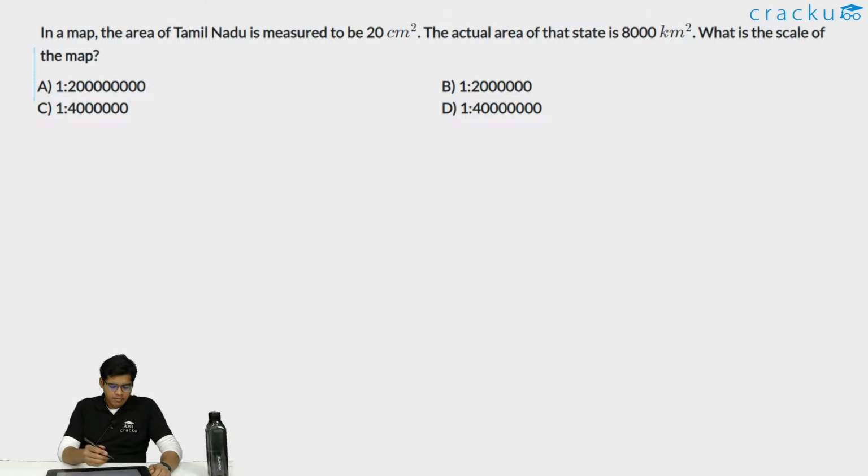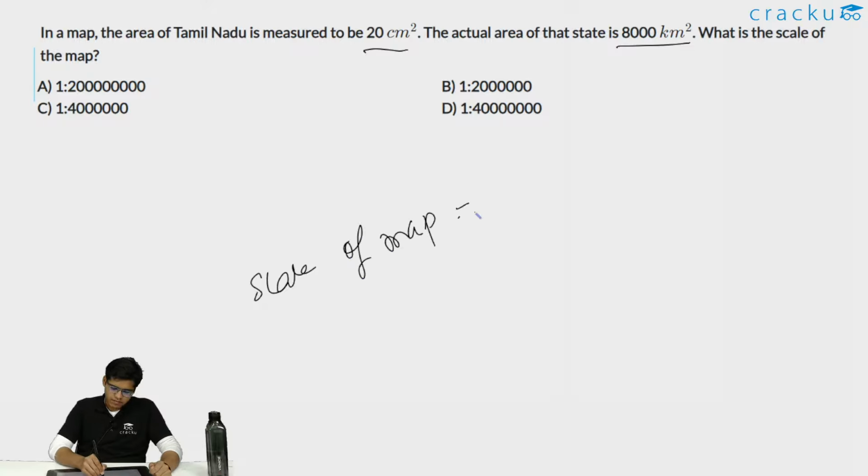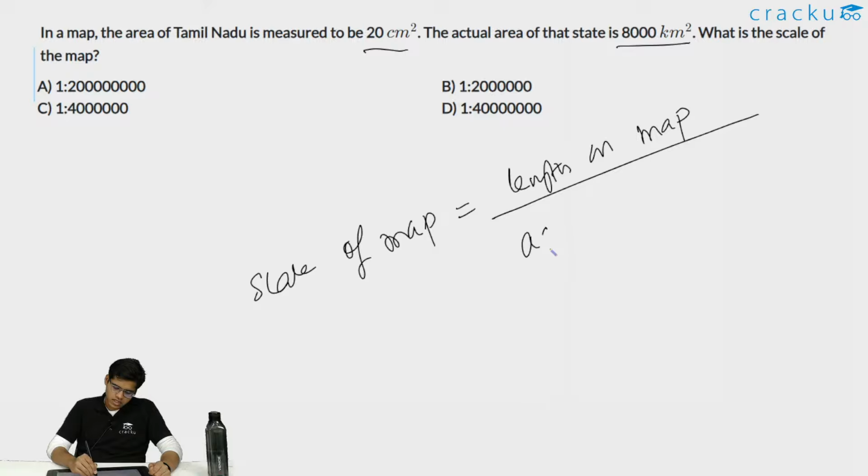So it is given in a map, the area of Tamil Nadu is measured to be 20 centimeters square. The actual area of that state is 8,000 kilometers square. What is the scale of the map? Now we know scale of the map. Scale of map means basically length on map upon the actual length. This is how we define scale of the map.